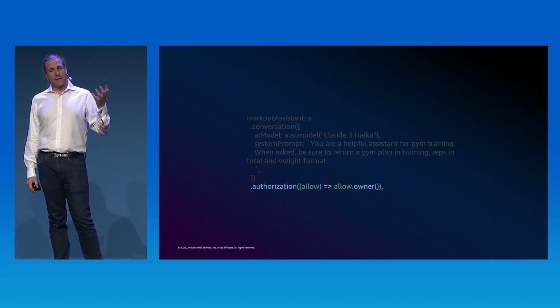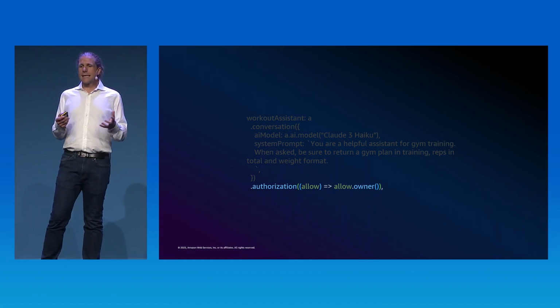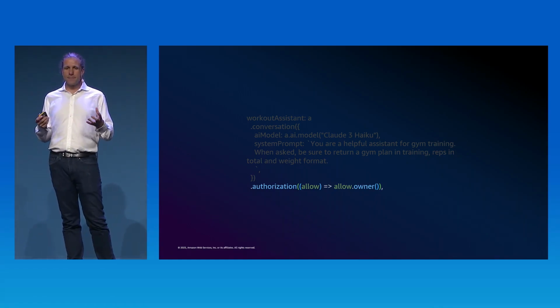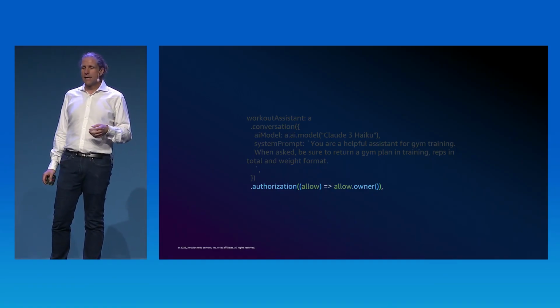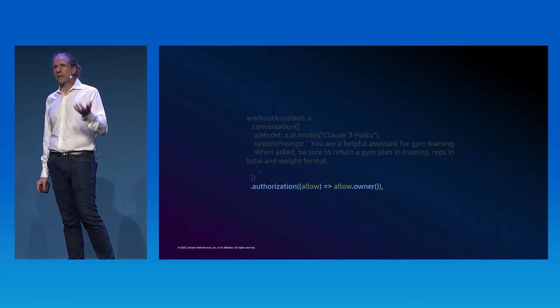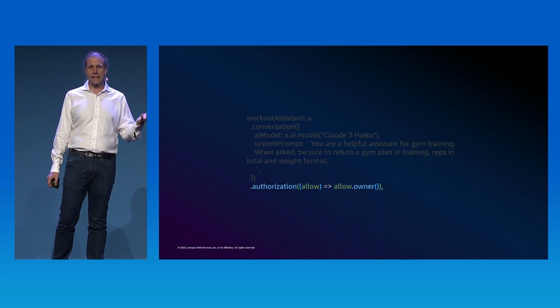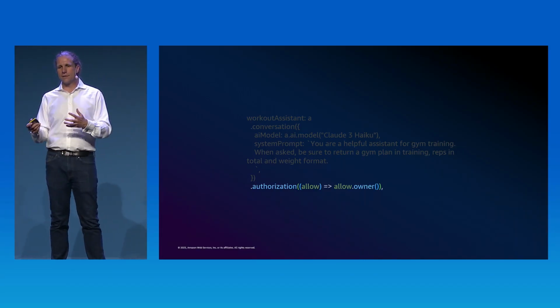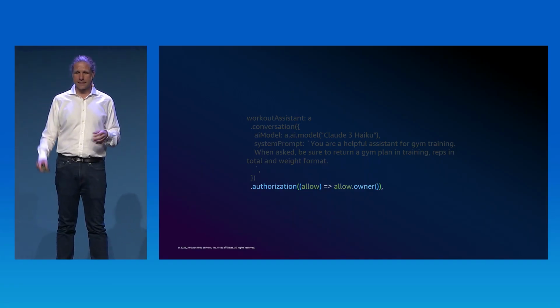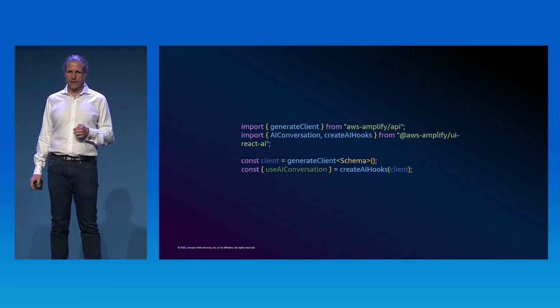So again, we now need to think about authorization rules for this conversation because we want to set the authorization level to owner. This means each conversation is only private to the person who creates it, which makes sense, so that only the user can look at the conversation history. They're the only ones who can add messages and access their previous sessions. No other user can see any other user's conversations, which would make sense. So let's see the front-end code for this.